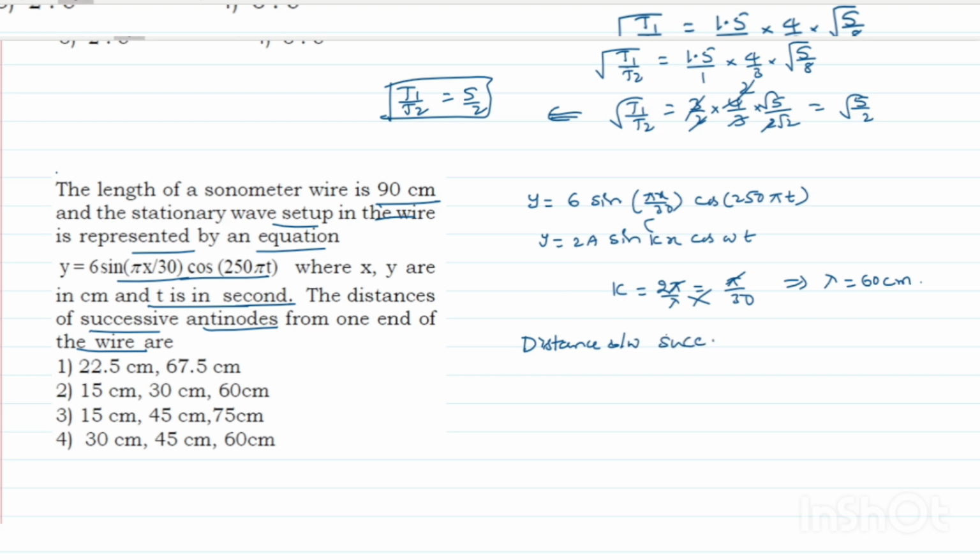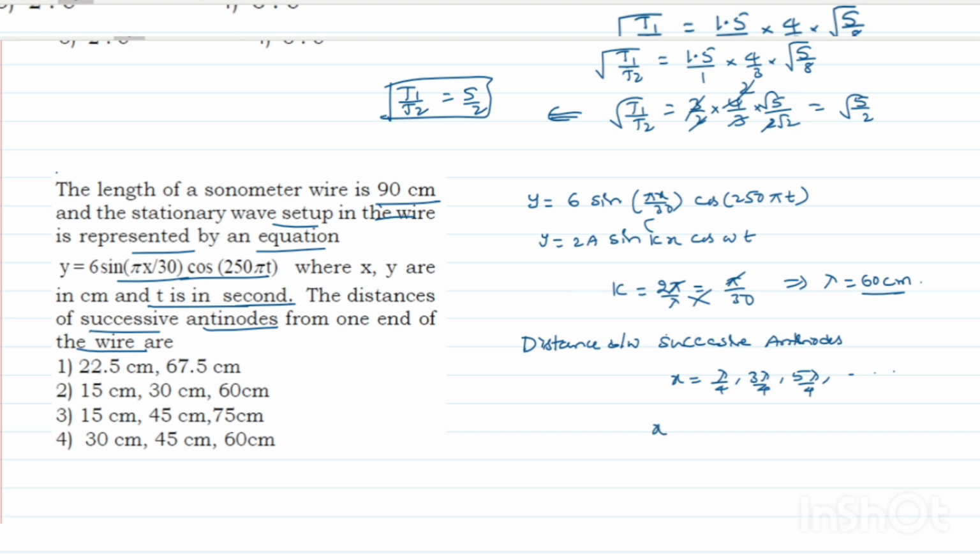the distance between successive antinodes, that is x equals lambda by 4. It's an integral multiple of lambda by 4, so we will get 3 lambda by 4, 5 lambda by 4, and so on. The lambda value is 60 centimeters.